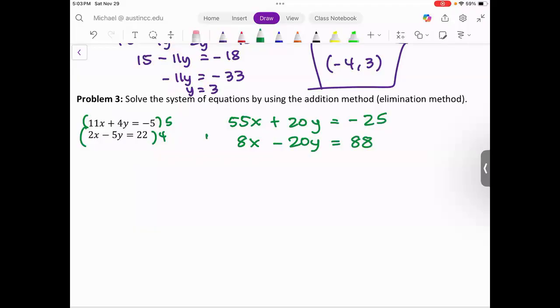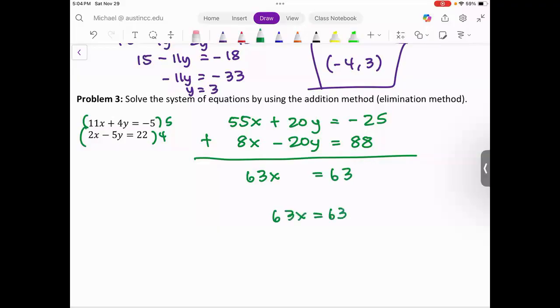All right, so now we want to add these two equations together. Here, that 20y and negative 20y cancel out to give us 0y. And really, we don't have to even put that there. But let's see, 55x plus 8x is going to be 63x. And then negative 25 plus 88 is 63 also. So we have 63x equals 63, or x equals 1.